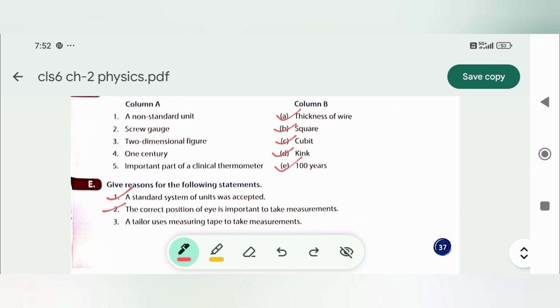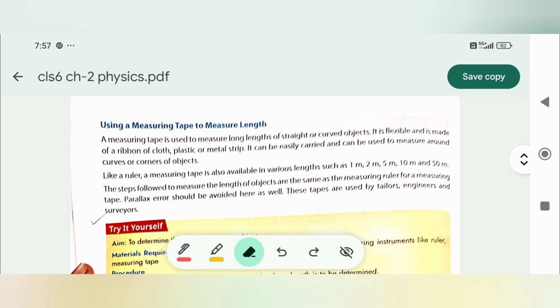Next question number 3. A tailor uses measuring tape to take measurements. So a measuring tape is used to measure long length of a straight or curved object. It is flexible and is made up of a ribbon of cloth, plastic or metal strip. It can be easily carried and can be used to measure around curves and corners of an object. This is the answer to 3.